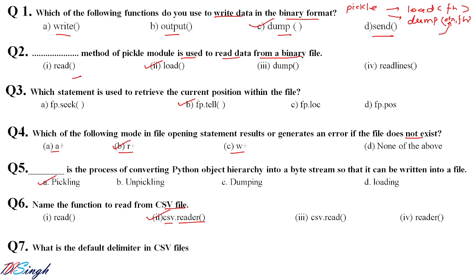Let us move ahead to the next question. What is the default delimiter for the CSV files? So comma is the default delimiter. The default delimiter is what is going to separate the records inside the CSV file, that is comma.